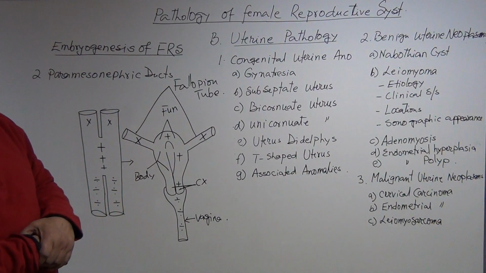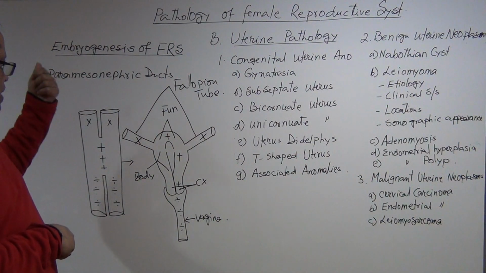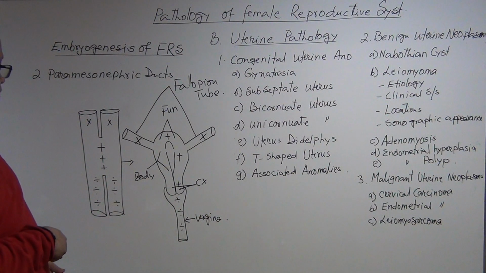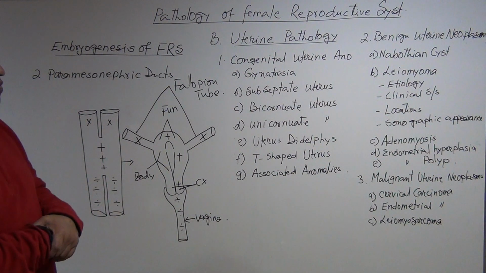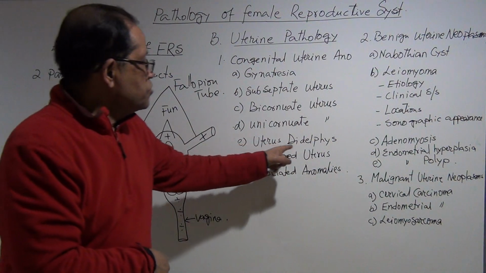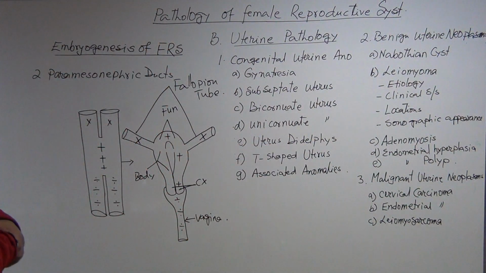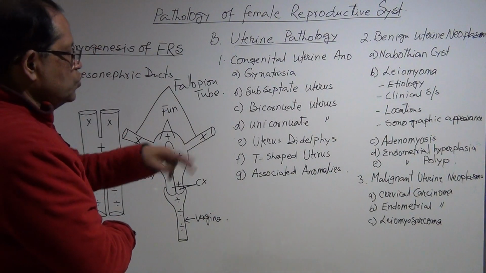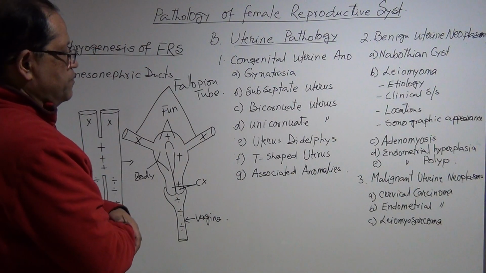Unicornuate, that means only 1 fallopian tube, 1 mesonephric duct develops with 1 fallopian tube. And then uterine didelphys, that means everything is 2: 2 fallopian tube, 2 uterus, 2 cervix, 2 vagina.